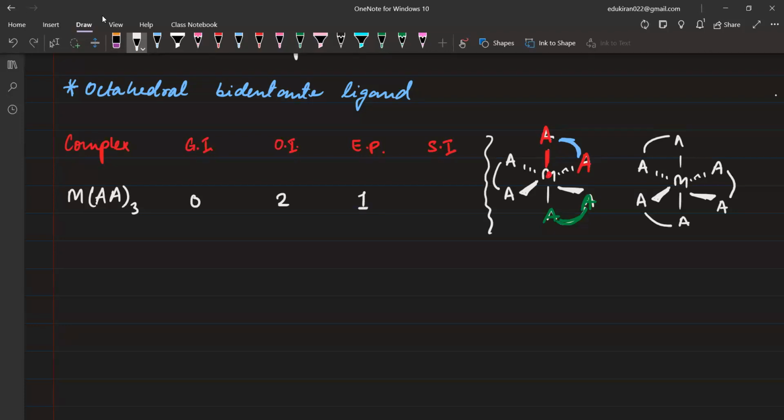Now a very common example that you will see in the exams and the textbook is cobalt(en)3, where en is ethylenediamine, 3 positive or 2 positive. So it has two isomers, an enantiomeric pair. The total number of stereoisomers is going to be... So this is an important case. You have to keep this in mind. Octahedral MAA3, bidentate.